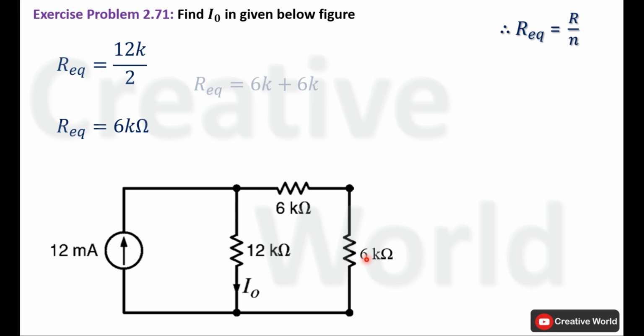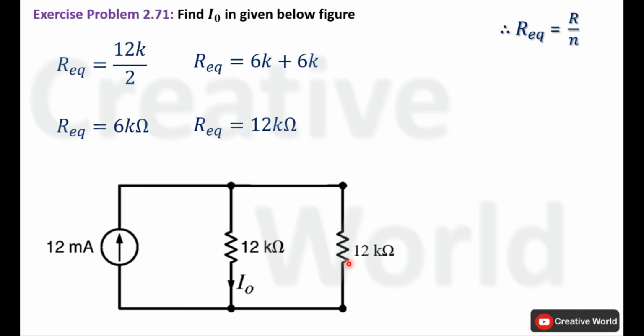Their equivalent resistance will be equal to the sum of both resistances. R equivalent of these two resistances will be equal to 12 kilo ohm. Modify the circuit by replacing these two resistances with a single resistance having the value of 12 kilo ohm. Circuit is simplified. Now we can apply current divider rule to calculate the current of this branch.